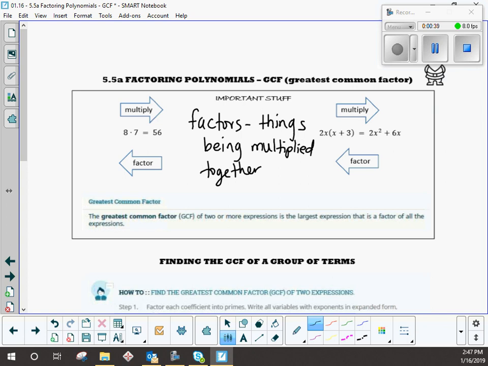So for example, 2 plus 4, those are not factors. 2 and 4 are not factors in that case. However, if I wrote it like this, those are factors. 2 times 4. Okay. 2 plus 4, the 2 and the 4 are not factors, but when I write it as a multiplication problem, then they are.